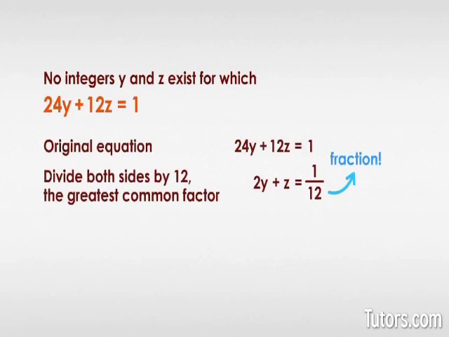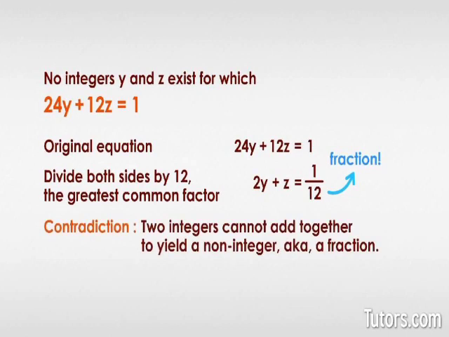So, punta muna tayo sa original equation, which is 24y plus 12z is equal to 1. Simplify natin siya. So, divide both sides by 12, which is the greatest common factor nila. So, magkakaroon tayo ng result na 2y plus z is equal to 1 over 12, which is, yung 1 over 12 ay fraction. So, ito ang ating contradiction. Two integers cannot add together to yield a non-integer, aka a fraction.